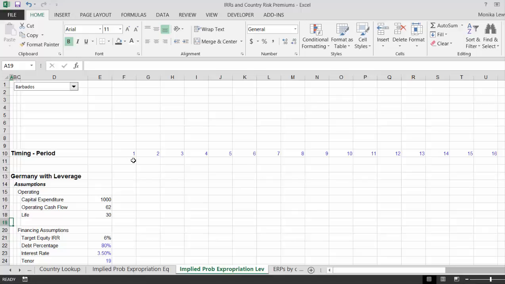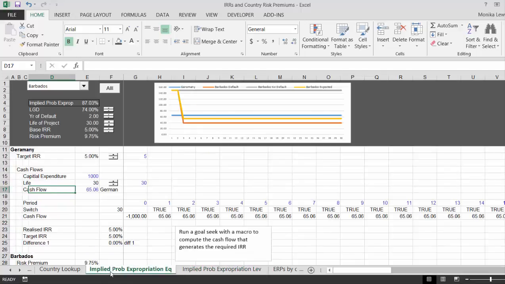So we're talking about IRRs and risk premiums. And the last one is where we showed that if you have this risk premium, you put in a different default period and all sorts of other things, and then you get the risk premium from this website, demo again. Then you can get the implied probability of expropriation.